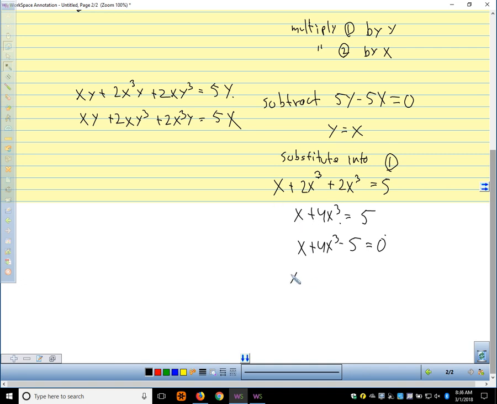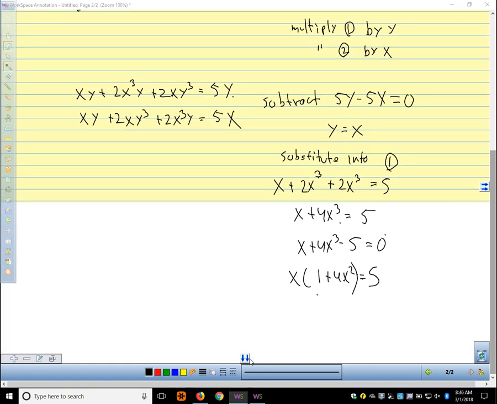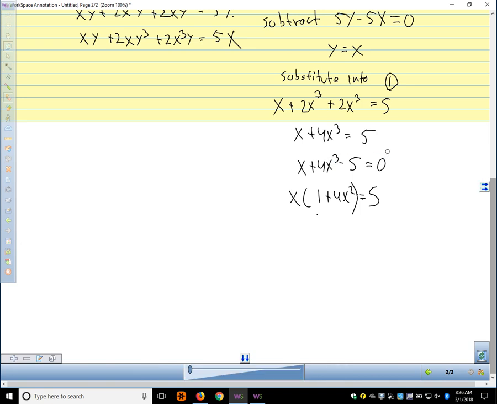Well, let's factor this. x times 1 plus 4x squared equals 5. Now, some of us saw this one before. We can say by inspection, x equals 1. If I substitute x equals 1 in here, 4 plus 1 is 5 times 1 is 5. Otherwise, if this were a more complicated polynomial, you'd have to remember your p's and your q's and do synthetic division, all that great algebra that we learned in pre-calc.